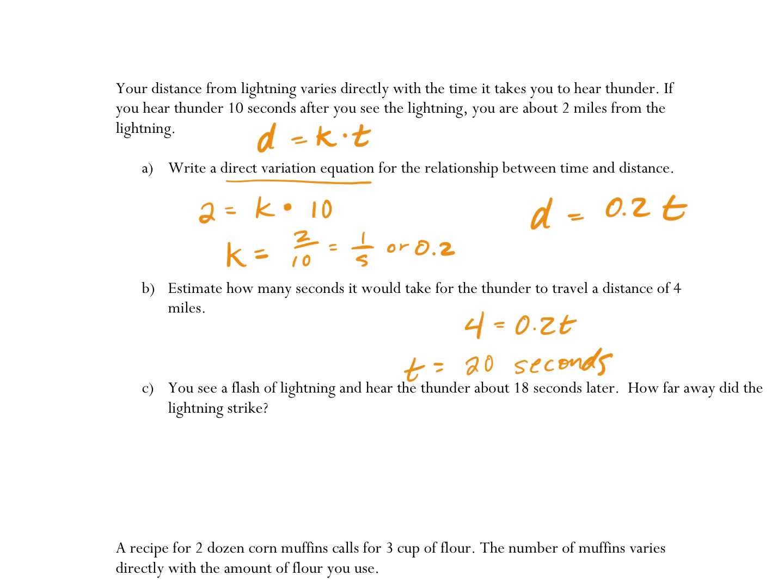Do you think I need the labels on that? Yeah. The whole point of this is that we're recognizing this is a concept in a context, so that we care about that context. All right? You see a flash of lightning and hear thunder about 18 seconds later. How far away was the lightning strike? So this time, what do we know? We know the time. So I'm going to take that same equation and plug 18 in for the time.